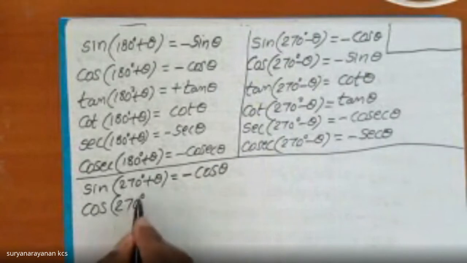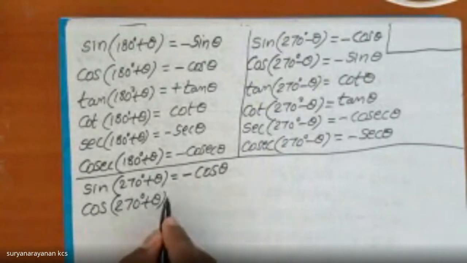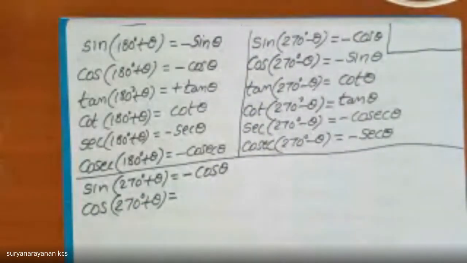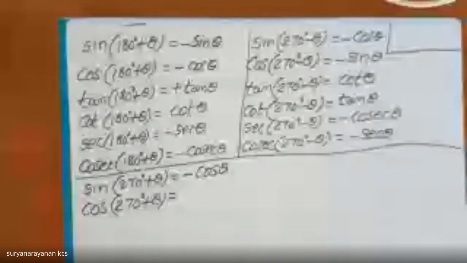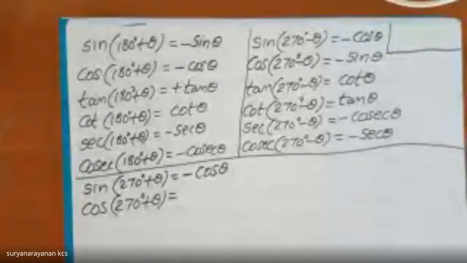Cos 270 degrees plus theta. Tell me, cos 270 degrees plus theta.